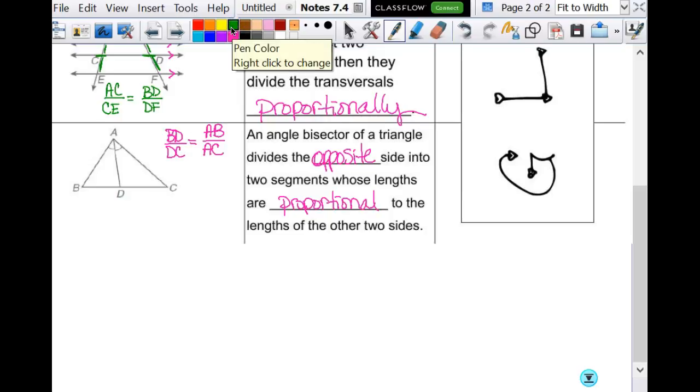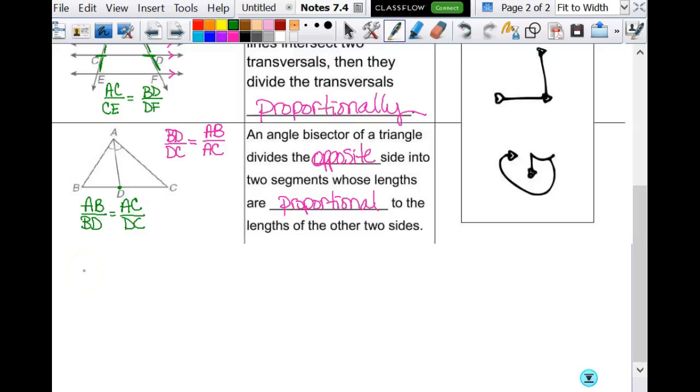Now, another way to write this, where I feel like it might make a little more sense and stick with you a little better, is this. Not really sure why I couldn't have written the rule this way, but if I take this angle bisector right here, it divides this side into these two pieces. Well, these two pieces are each attached to the other sides of the triangle. So you could write the relationship as the length of AB over the length of BD equals the length of AC over the length of DC.